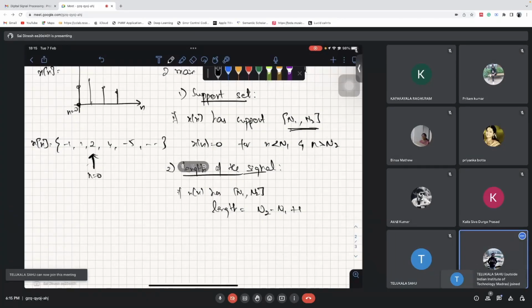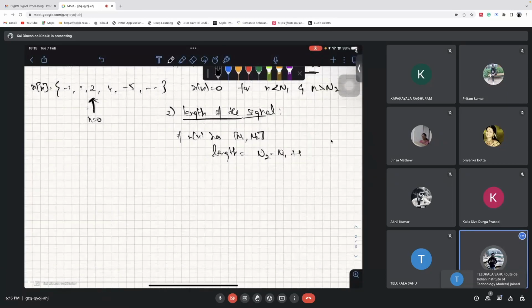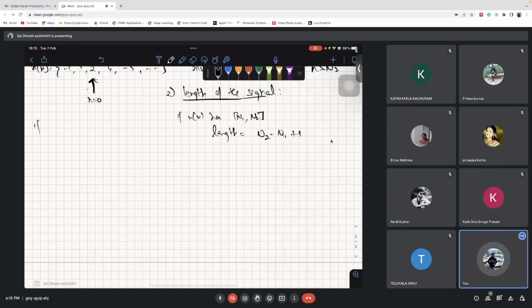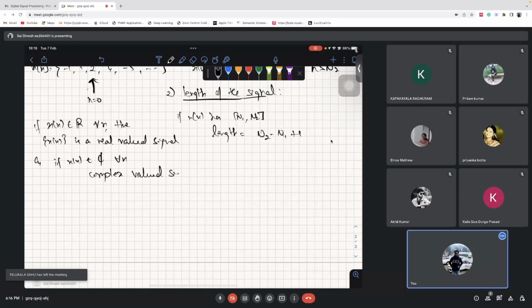So wherever there's an arrow, that corresponds to the n equal to 0 part. Now, if x of n belongs to R for all n, then x of n is a real valued signal, and if x of n belongs to complex for all n, then it is a complex valued signal.